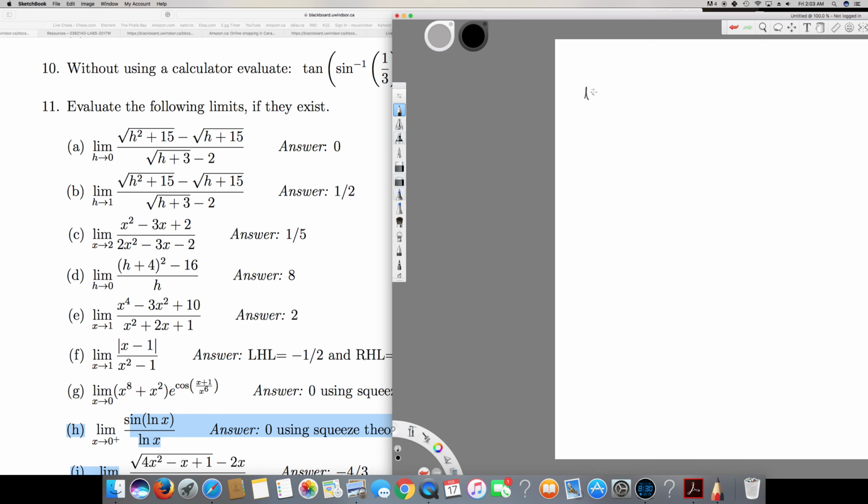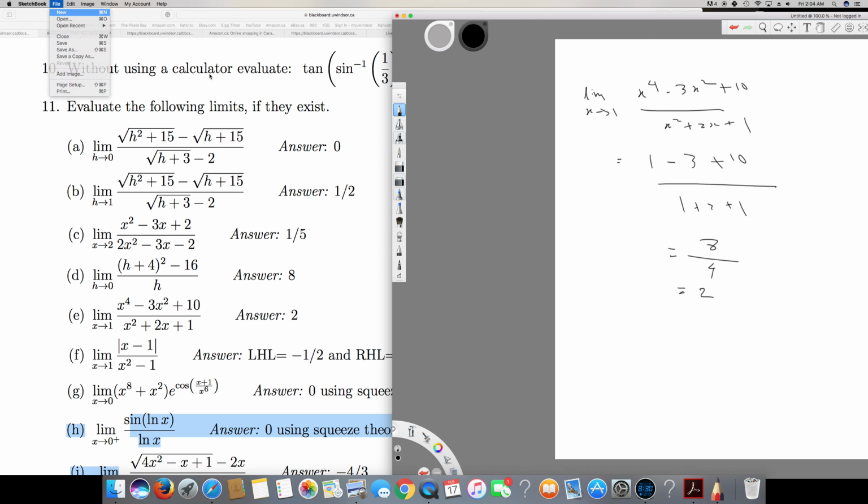is limit x approaches 1 of 3x to the power of 4 minus 3x square plus 10 over x square plus 2x plus 1. So in this case they said the limit approaches 1. I can directly plug the value. So 1 minus 3 plus 10 over 1 plus 2 plus 1. So it's going to be 8 over 4, which gives me 2. So that's the answer for this question. Let's do the next question.